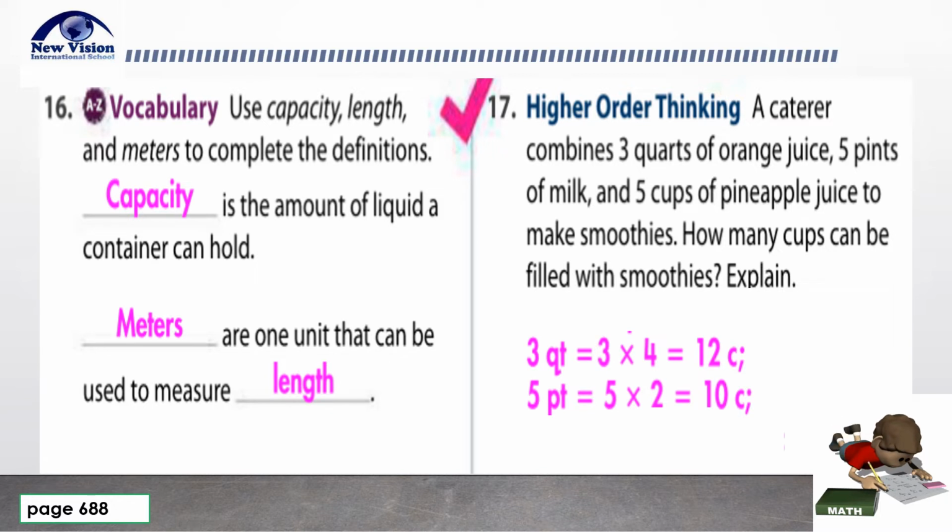Great. And look at the last one, 5 cups. Cups already, so no need to convert. Just add 12 cups plus 10 cups plus 5 cups. So what is your answer? Good job, 27 cups. Therefore, the answer is 27 cups.